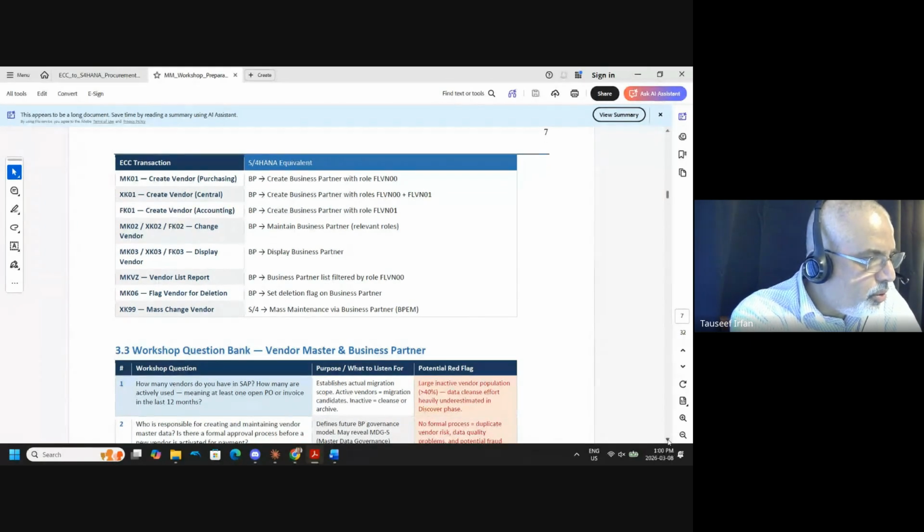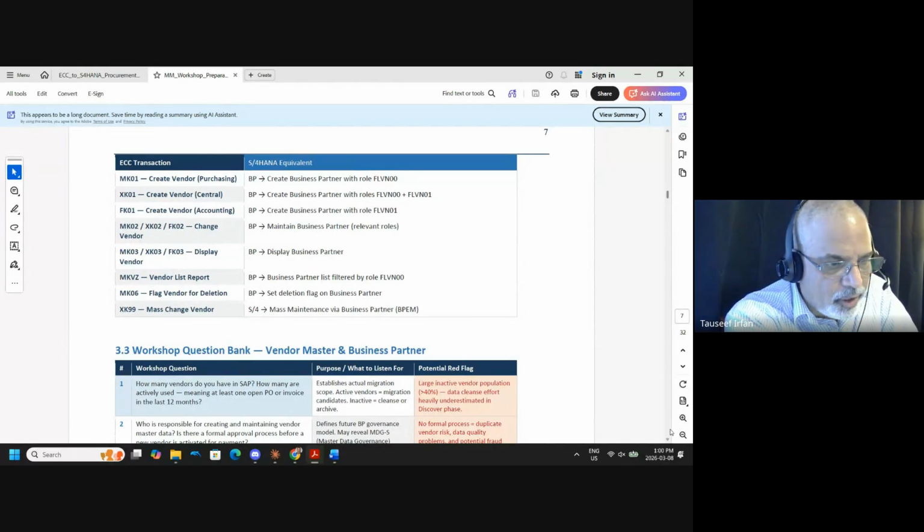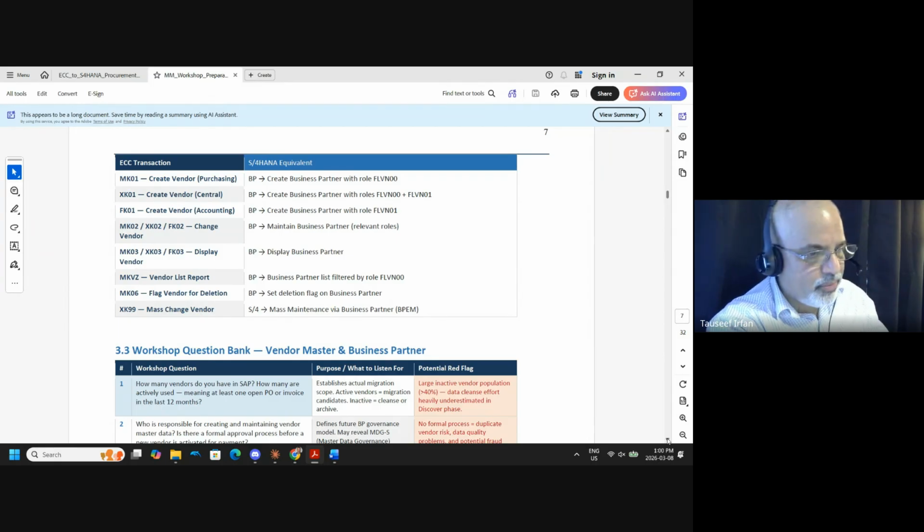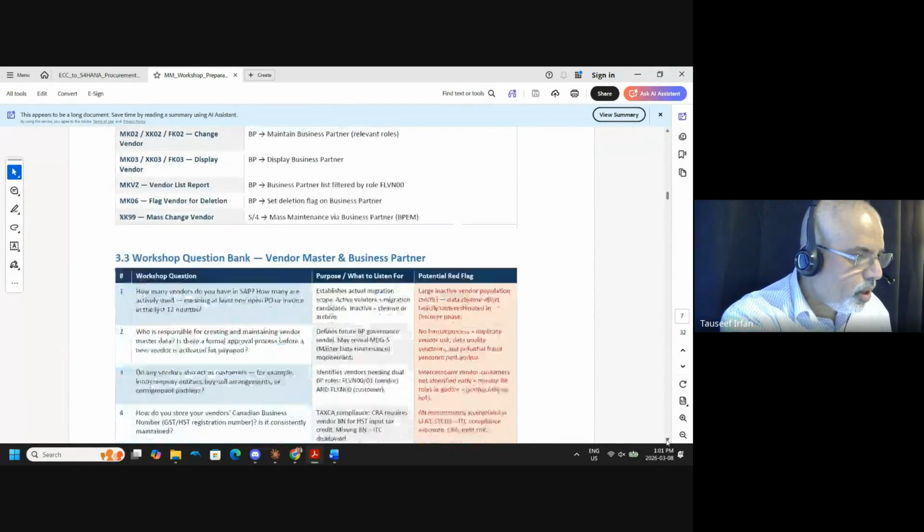I just want you to understand this from here to here mindset, because this is new in HANA. It was never in ECC. So consultants like Srinivas coming from ECC need to get that mental map of what is here and what is here. Okay. This is important.